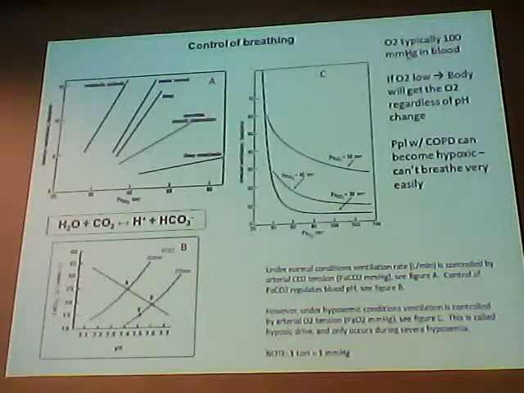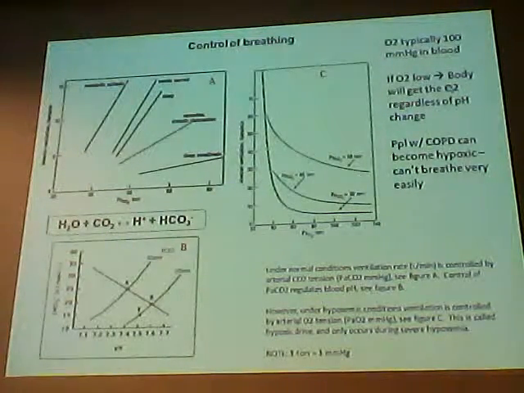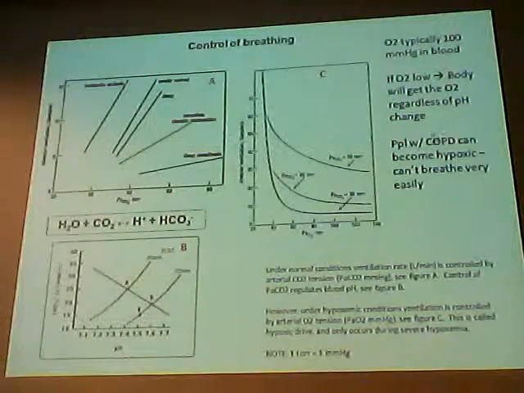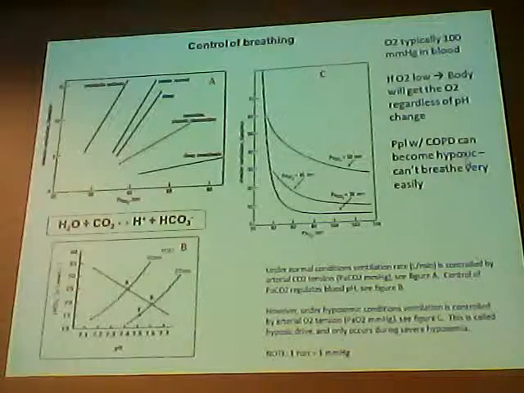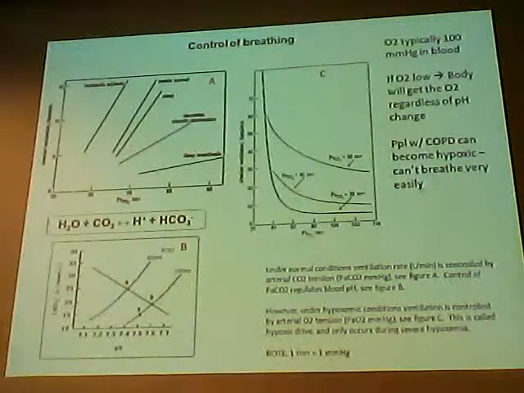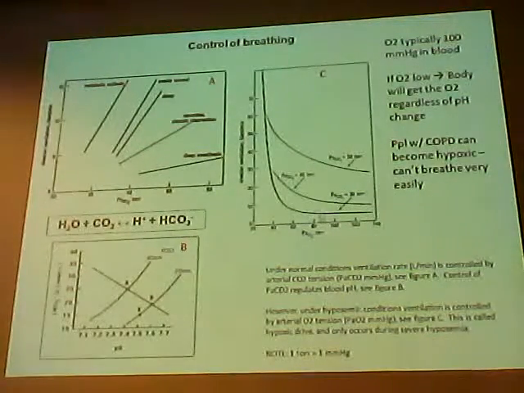Typically we've got 100 millimeters of mercury of oxygen in the blood, and if that oxygen gets low, then we start to dictate the breathing rate based on oxygen. People with COPD can become hypoxic, so low oxygen content, because they're not breathing very easily. And remember, COPD is chronic obstructive pulmonary disorder.